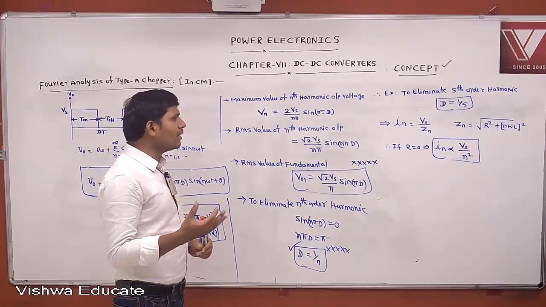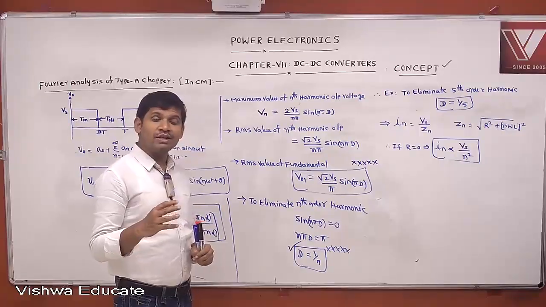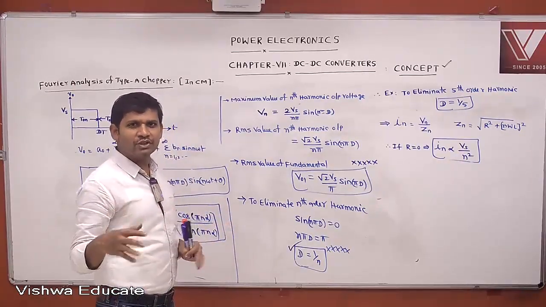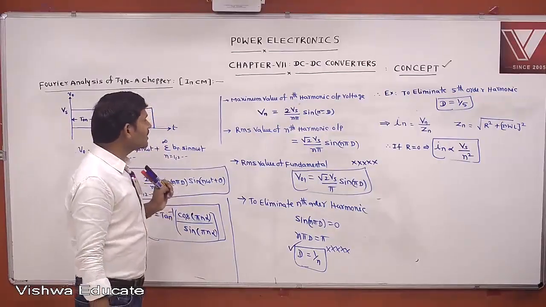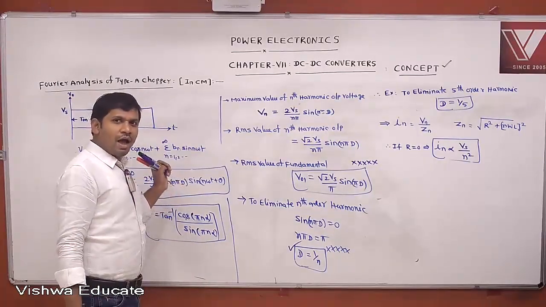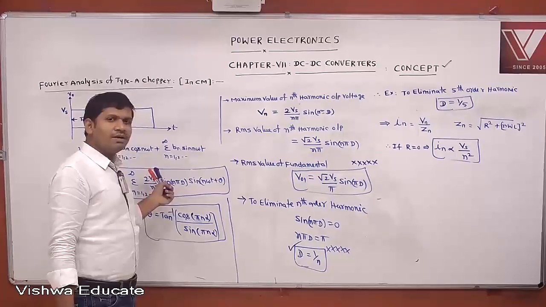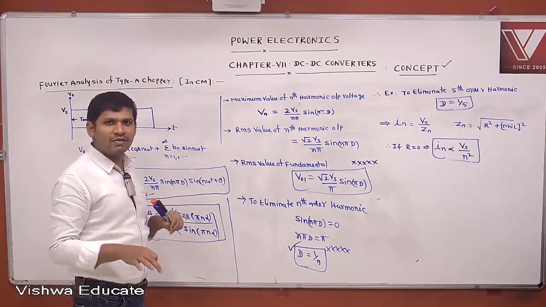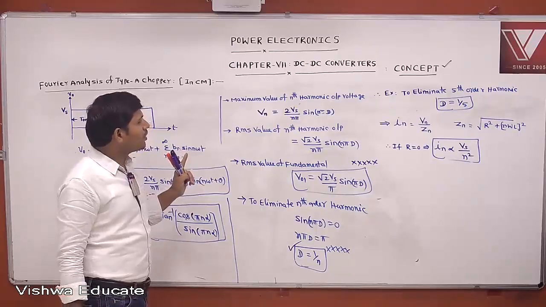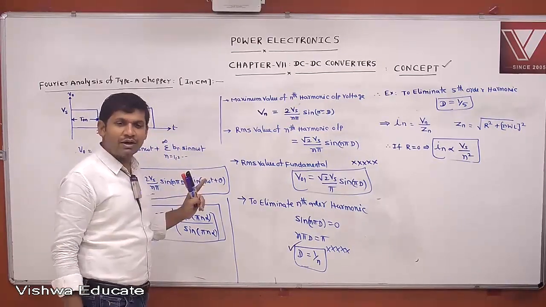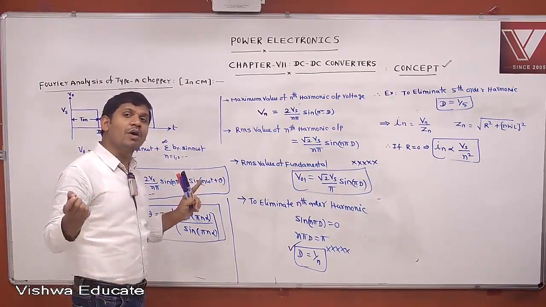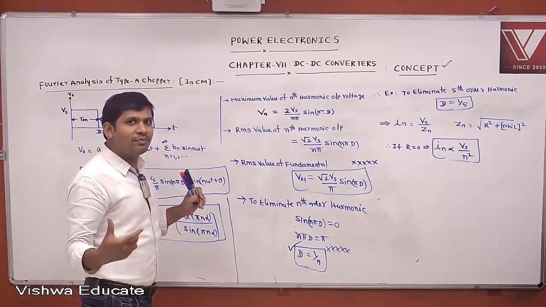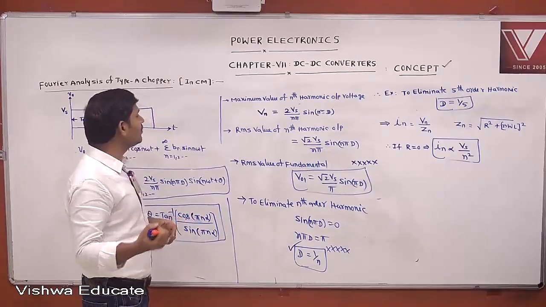How to analyze continuous mode and discontinuous mode. Then which region the chopper operates in and which region it does not operate in. Then I discussed the average series current, the condition for its maximum value, and what that maximum average series current is. Similarly, I discussed the RMS value of freewheeling diode current, the condition for maximum RMS freewheeling diode current, and what that maximum value is.